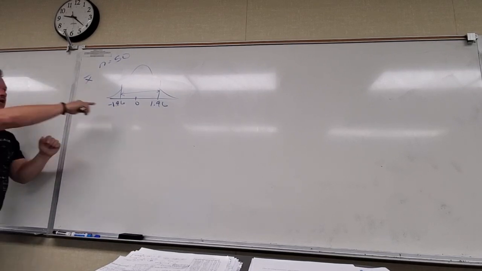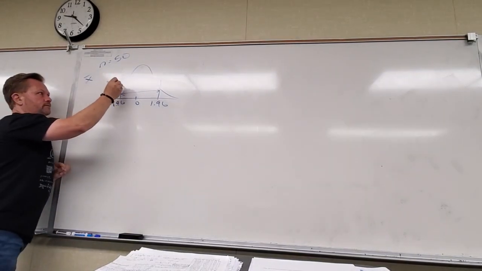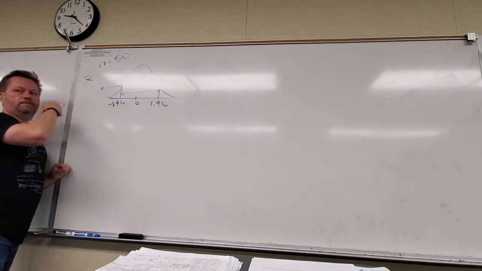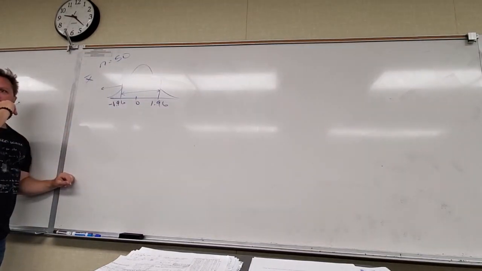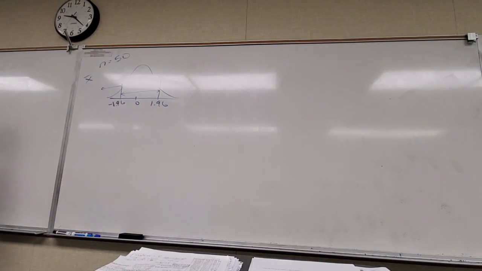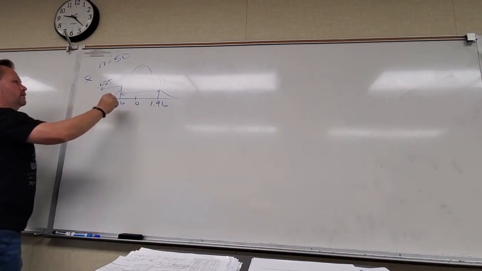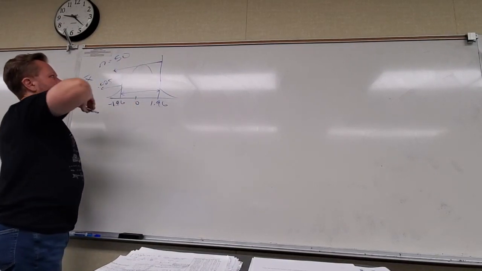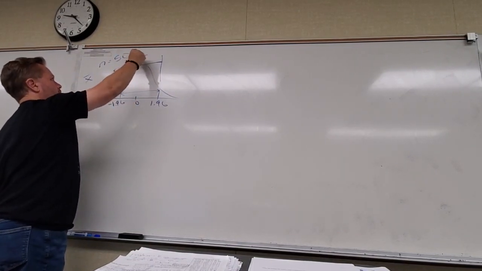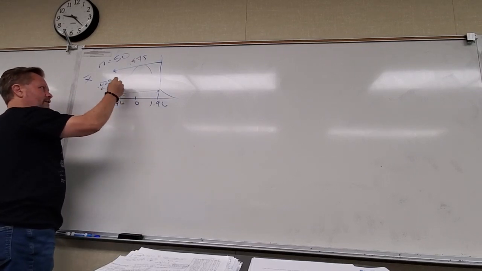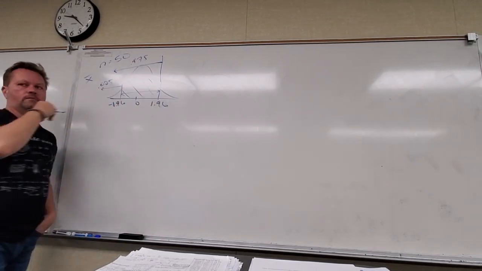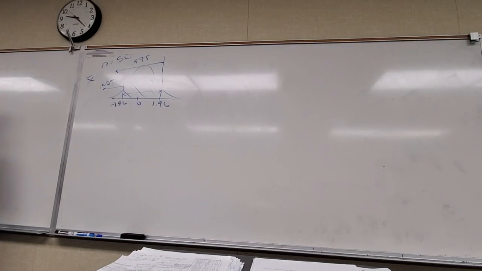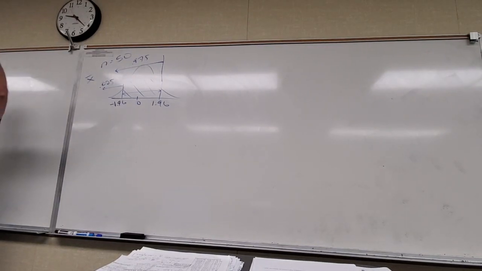So let's see. If you look at negative 1.96, what do you guys get? 0.0250. 0.025. I love it. And if you look at positive 1.96, 0.9750. So what percentage is in here? 0.9750 minus 0.025. Right. I subtract those two areas. Makes physical, visual sense, right?